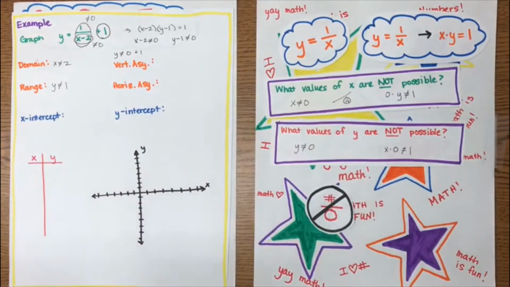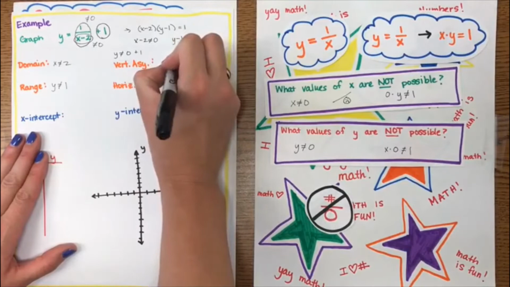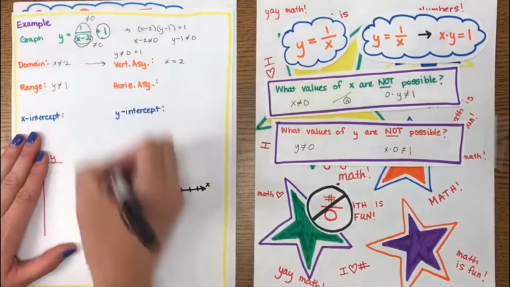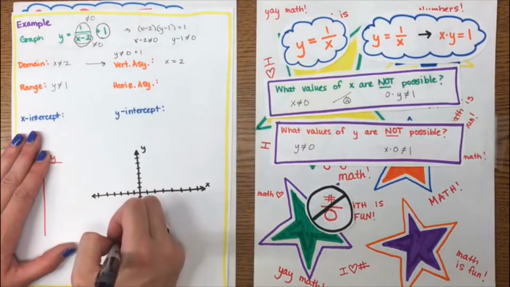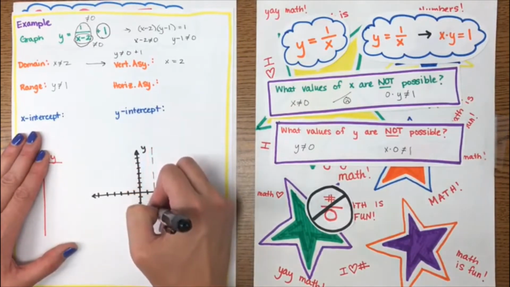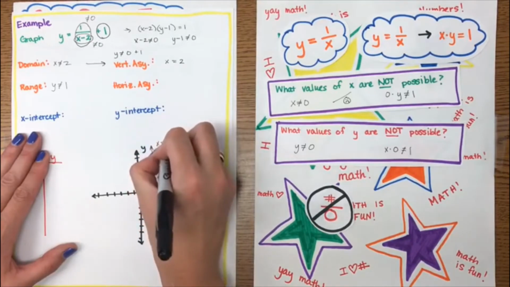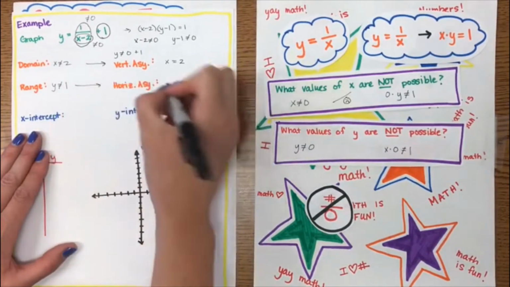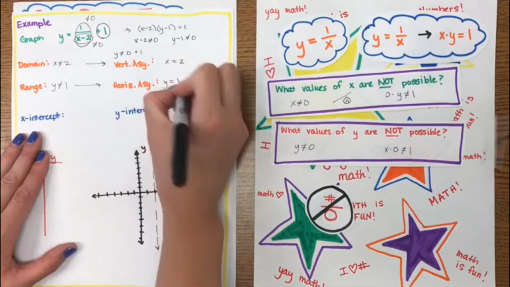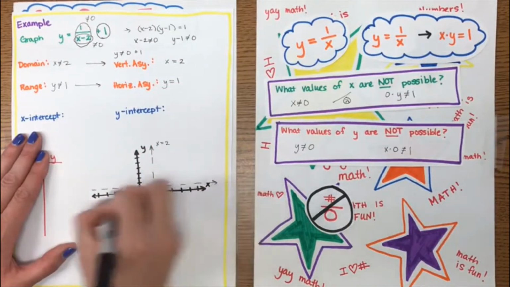Okay, so my domain restrictions will always become my vertical asymptote. You're going to take that not equal to, turn it into an equals, and that is my vertical asymptote. So I have a vertical asymptote at x is equal to 2. My range restriction will become my horizontal asymptote at y is equal to 1.